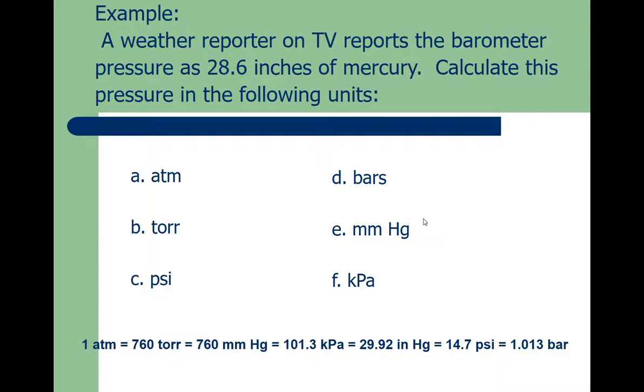Okay, going forward, you need to be able to do a conversion. So here is what we're trying to convert right here: 28.6 inches of mercury. I want you to use the conversions that you just wrote down and find out how much that would be in atmospheres, torrs, PSI, bars, millimeters mercury, or kPa. I do have them down at the bottom here again so you can see what's equal to what. But I want to see if you can do it by yourself real quick, and then we'll do a check and see if you've got it.